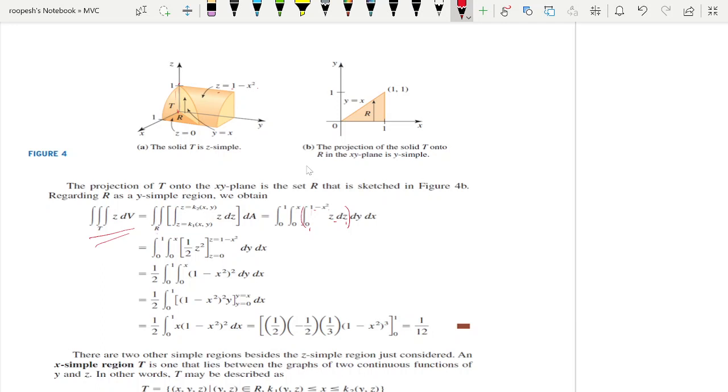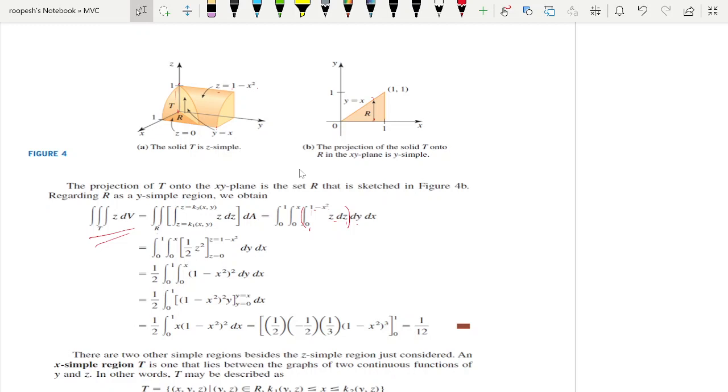Next I want to put the limit for y. From where to where is y changing? When you take the projection of this T onto the xy plane, you can see that y is ranging from here to here. So y is ranging from 0 to x.